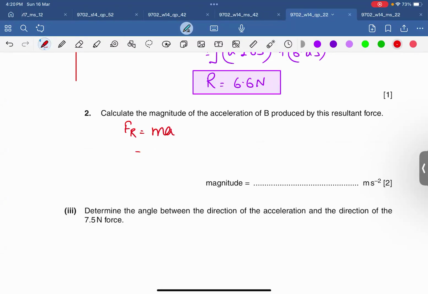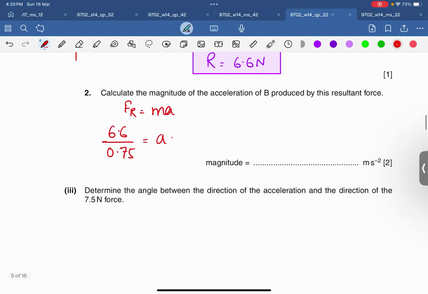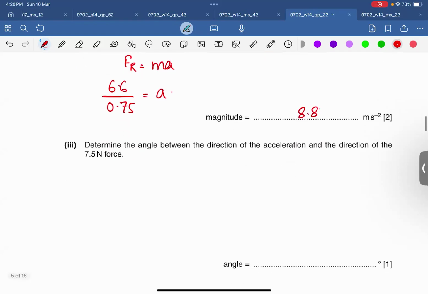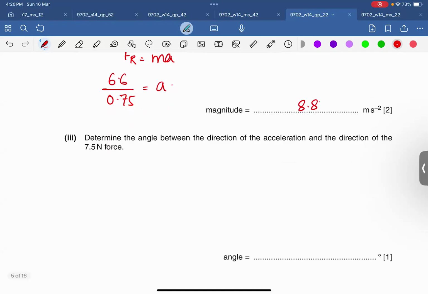Yes. So 6.6 divided by 0.75 equals m a. Okay. So how much? So 8.8. 8.8. Fine. Okay. So moving on to the last part.